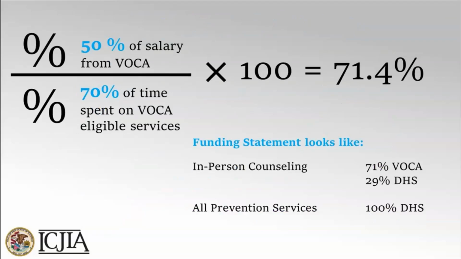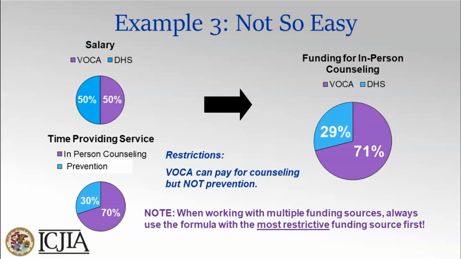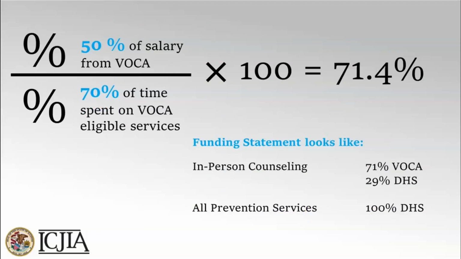So let's plug those numbers into our formula. And again, we're starting with the more restrictive funding source first, which is VOCA. The top portion represents what portion of this person's salary is supported by VOCA. We know they're half VOCA funded, so the numerator is going to be 50%. The denominator is what portion of this person's time is VOCA fundable. Well, we know that's 70% because, jumping back to this previous slide, in the bottom left, 70% of her time is spent doing in-person counseling, and 30% is spent doing prevention, which is not VOCA fundable. That's why we are using 70% of her time as our denominator in the formula.